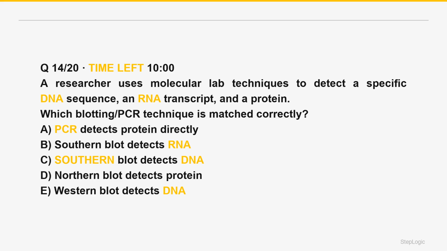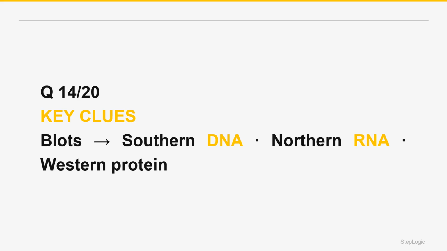Which blotting or PCR technique is matched correctly? A researcher uses molecular lab techniques to detect a specific DNA sequence, an RNA transcript, and a protein. Read the command. Which blotting or PCR technique matches? Southern is DNA, northern is RNA, western is protein. PCR amplifies DNA. SNOW DROP.